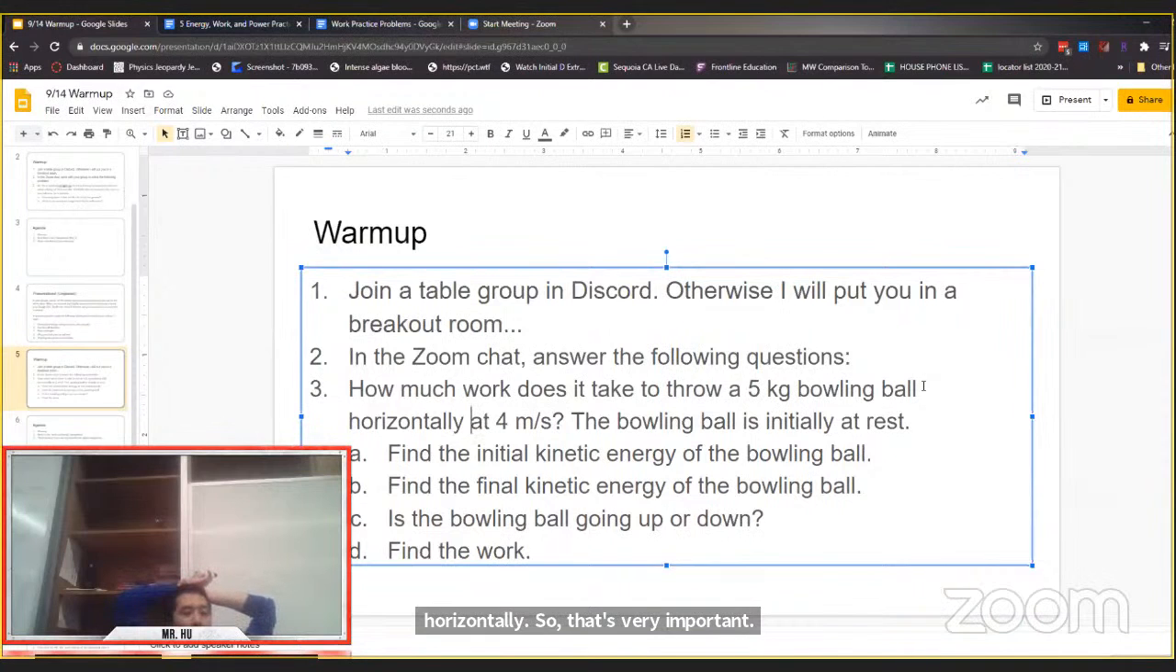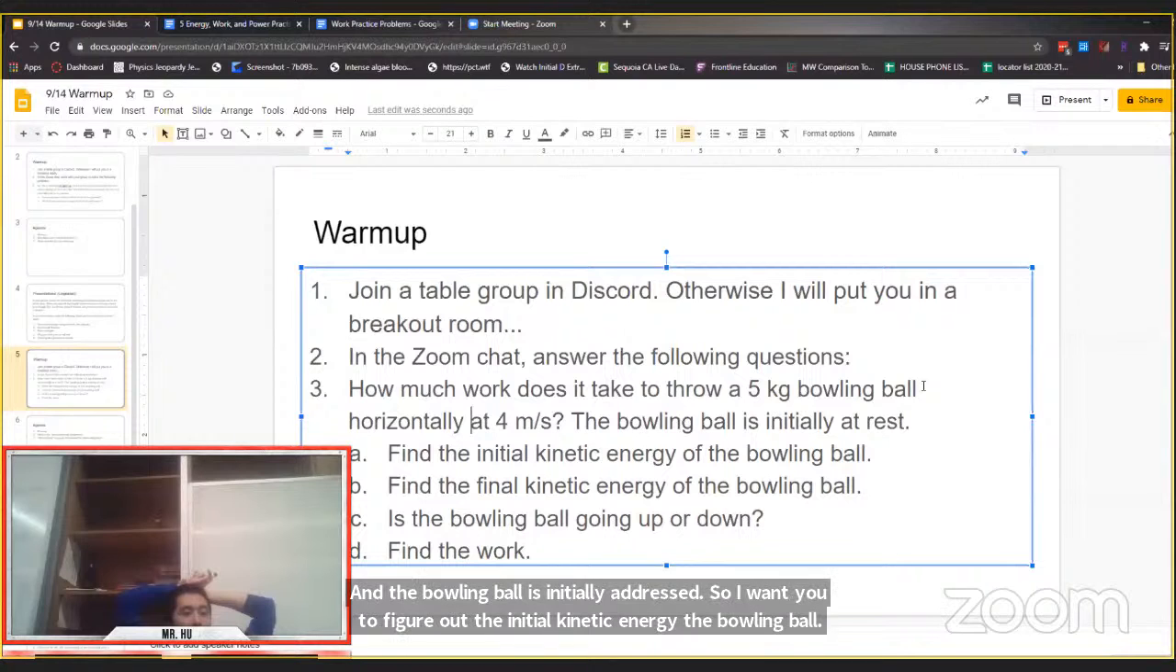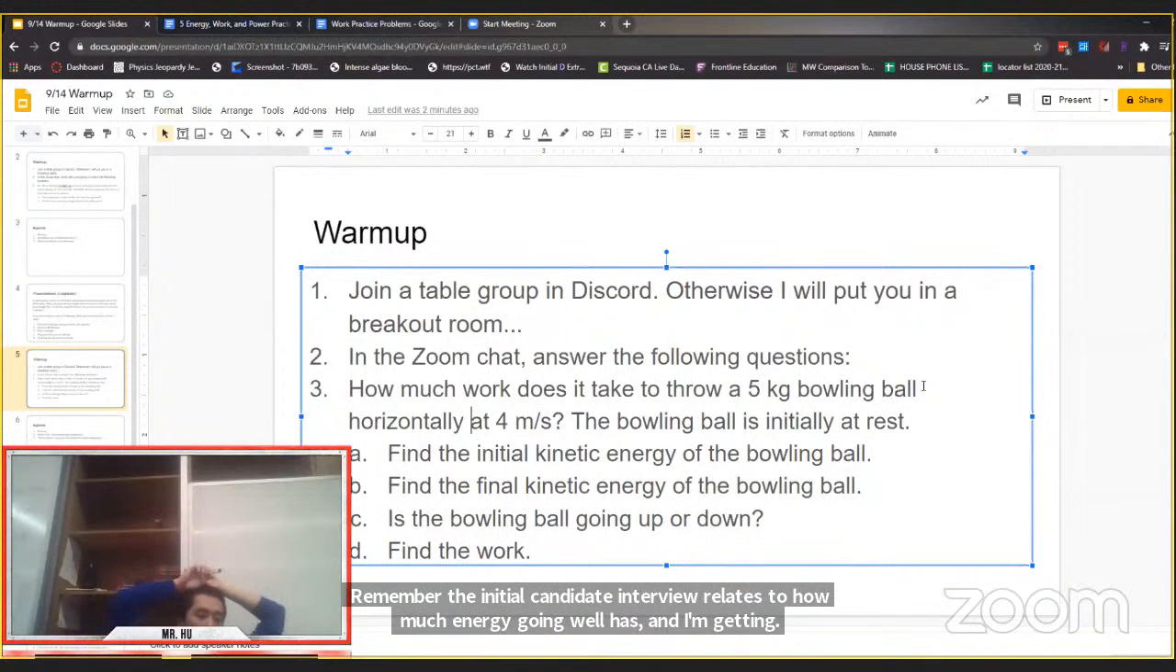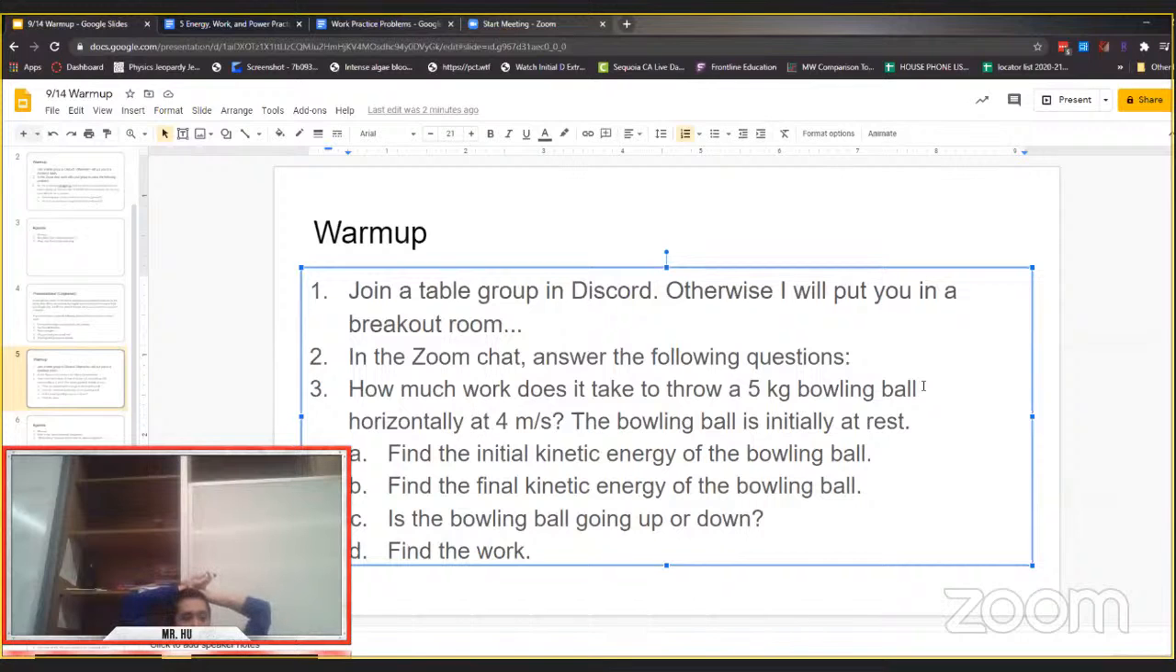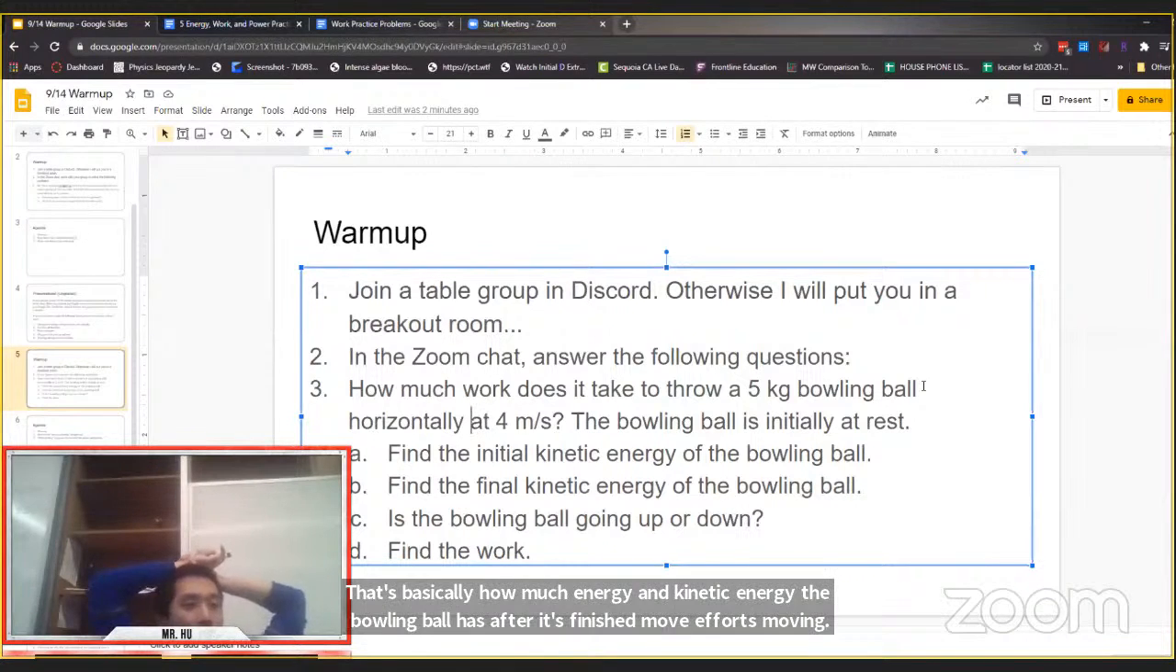Then we want to figure out, is the bowling ball going up or down? The reason why I'm asking is because it basically just tells us whether the bowling ball's potential energy is changing at all, right? If it's not going up or down, it's not changing. So that means we don't need to figure out the change in potential energy. And then last but not least, find the work.